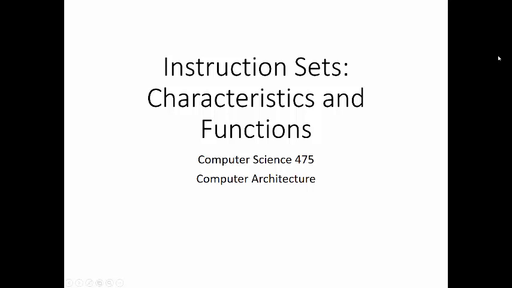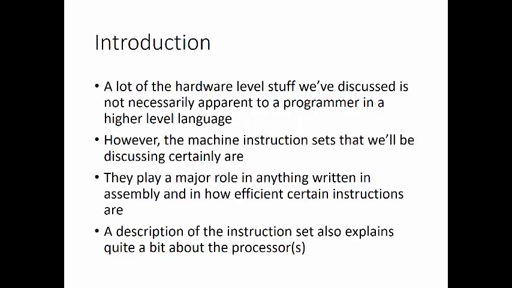Computer Science 475, Computer Architecture, Instruction Sets, Characteristics and Functions. This corresponds to Chapter 12 of the 10th edition of the Stallings textbook. So, begin with an introduction and talk about a lot of the hardware stuff that we've discussed so far.